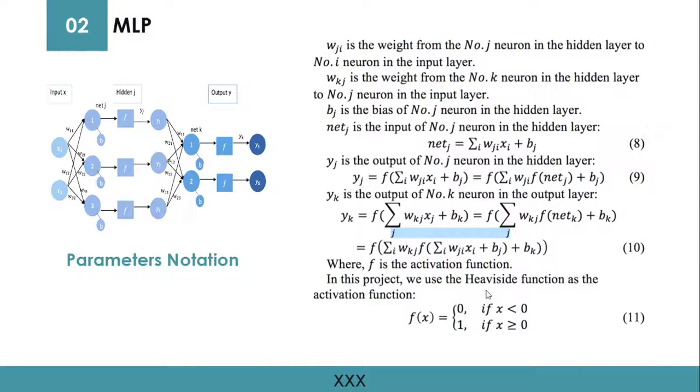To help us understand, we should define some parameters first. Wji is the weight from the input layer to the hidden layer. Wkj is the weight from the hidden layer to the output layer. Bj and netj are the bias and input of number j neuron in the hidden layer. Yj is the output of number j neuron in the hidden layer, and yk is the output of number k neuron in the output layer. In this project, we use the Heaviside function as the activation function.